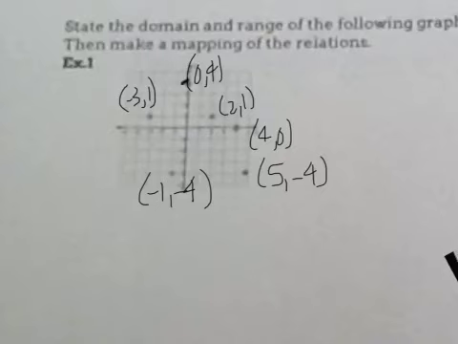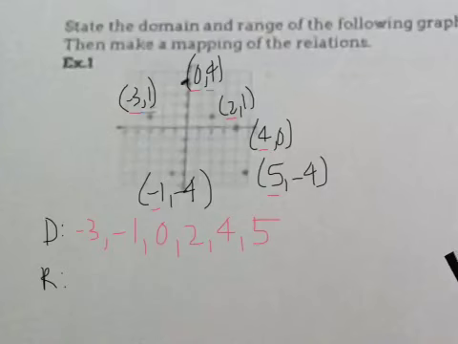So we want to decide, first of all, what is the domain of this function? If you remember, domain is the set of all the x values. So my x values are going to be these first numbers. I'm going to write those in order: -3 is the smallest, -1, 0, 2, 4, and 5. That's my domain. What about my range? Well, range is going to be all the y values.